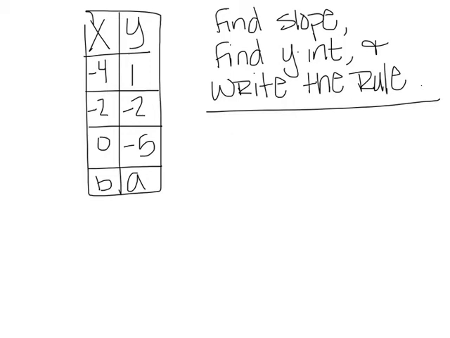Okay, so let's start with finding our change in x. To go from -4 to -2, we're adding 2. Let's see if that works every time. -4 plus 2 is -2. -2 plus 2 would be 0. 0 plus 2 would be 2. So we know that this b value right here is 2.